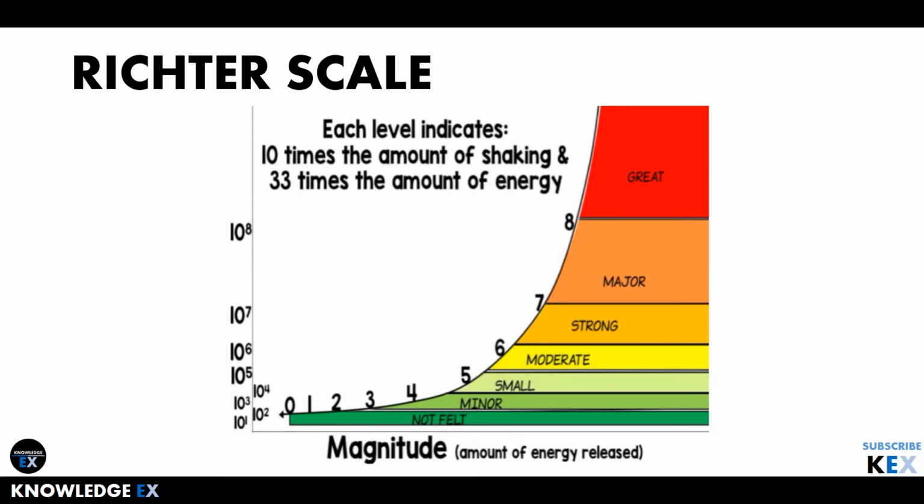From 0 to 2, you can see it is not felt, 3 to 4 is a minor earthquake, 5 to 6 reading suggests a small earthquake, and when you go upwards, you will see the severity of the earthquake increases.